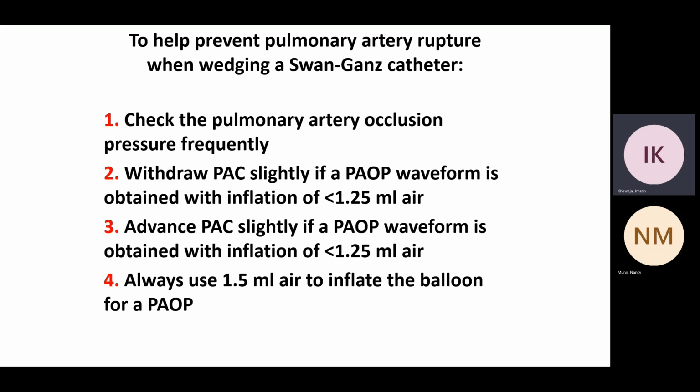After placing a Swan-Ganz catheter, check the pulmonary artery pressure frequently. Withdraw the catheter slightly if the pulmonary occlusion pressure waveform is obtained with inflation of less than 1.25 ml of air. Always use 1.5 ml of air to inflate the balloon for a pulmonary arterial occlusion pressure.